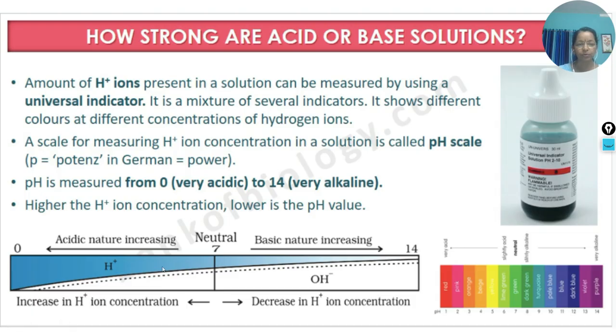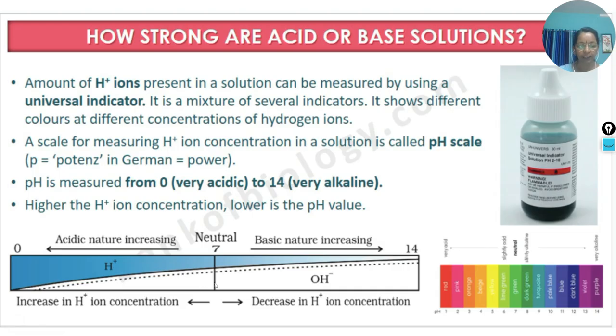This scale represents a diagrammatic picture of the concentration of H+ and OH- ions. The blue shaded part is H+ ions, whereas the white part shows OH- ion concentration. The left side has only H+ ions and the pH value is 0. That means solutions with maximum H+ ions have pH 0. As we move from left to right, the concentration of H+ ions decreases, whereas we can see an increase in the concentration of OH- ions.